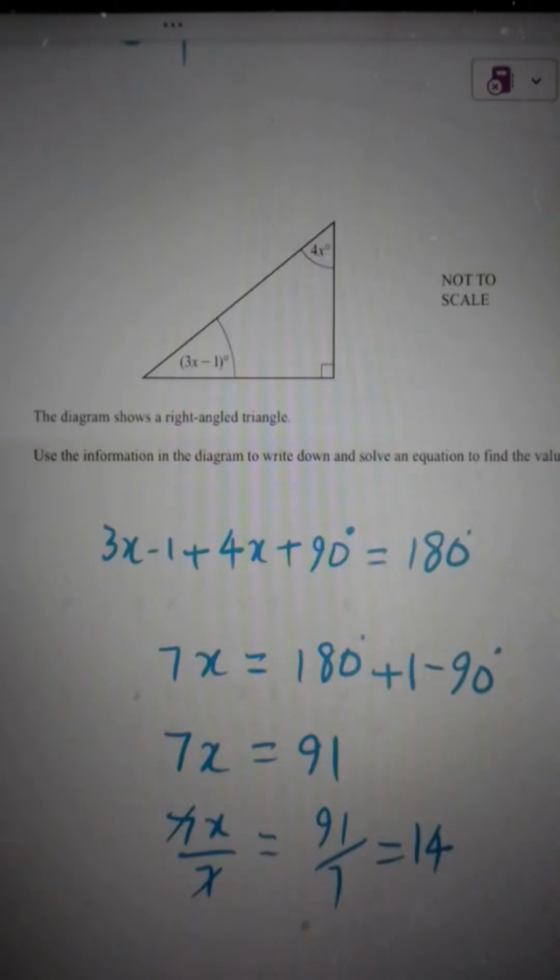He used the information in the diagram to write down and solve an equation for x. So only x is required. So we are successful in finding the value of x.